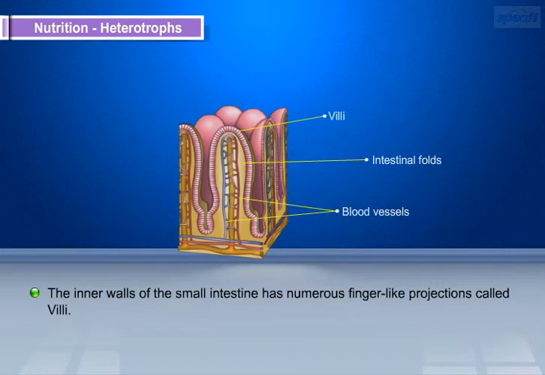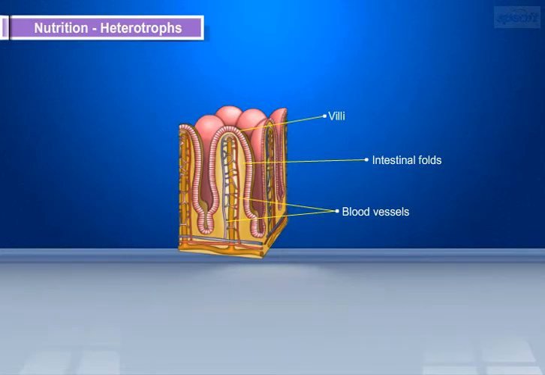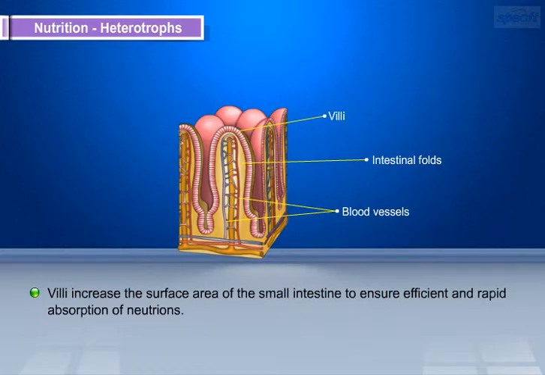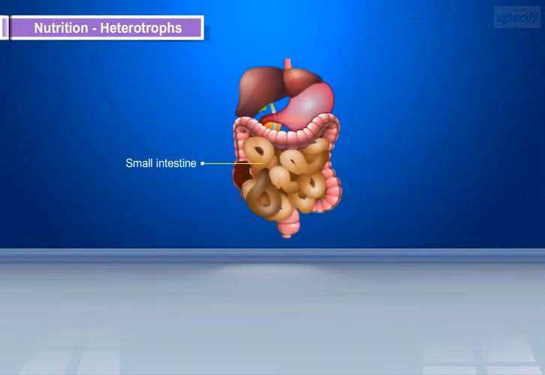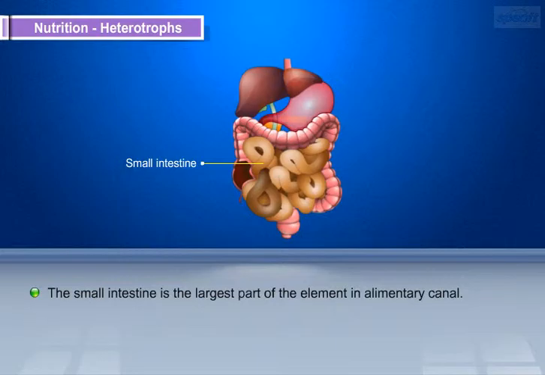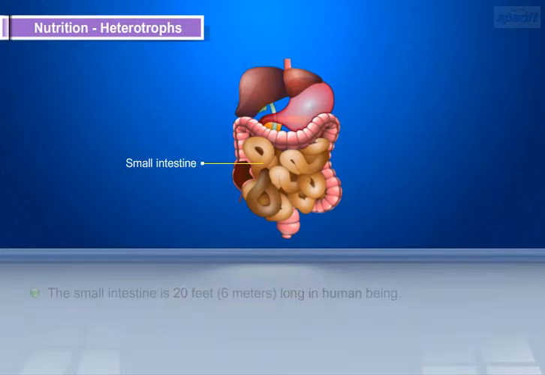The inner walls of the small intestine have numerous finger-like projections called villi. Villi increase the surface area of the small intestine to ensure efficient and rapid absorption of nutrients. The villi are richly supplied with blood vessels which transport the absorbed food to all the cells in the body. The small intestine is the largest part of the alimentary canal. The small intestine is 20 feet, 6 meters, long in human beings.